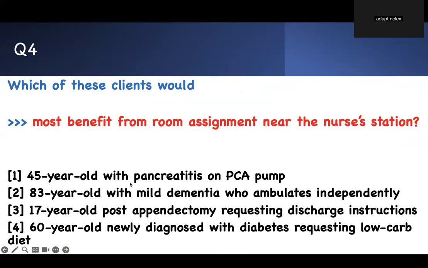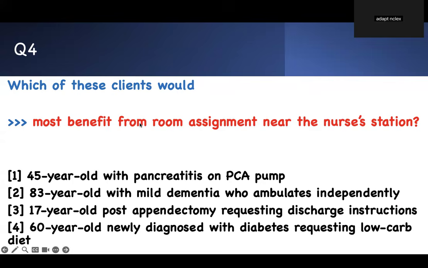Now, this one is straight up common sense answer selection. You don't expect your board to give you a 100% clue in the question. They want you to think, right? That's why I said, don't let these questions trap you. Which of these clients would most benefit from room assignment near the nursing station? Every time you see that, something should trigger in your head: why would I put the patient near the nursing station? Probably a safety question.